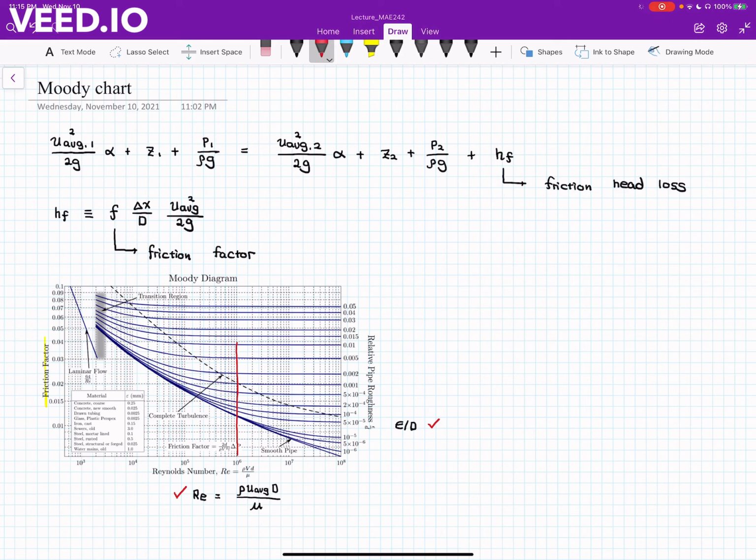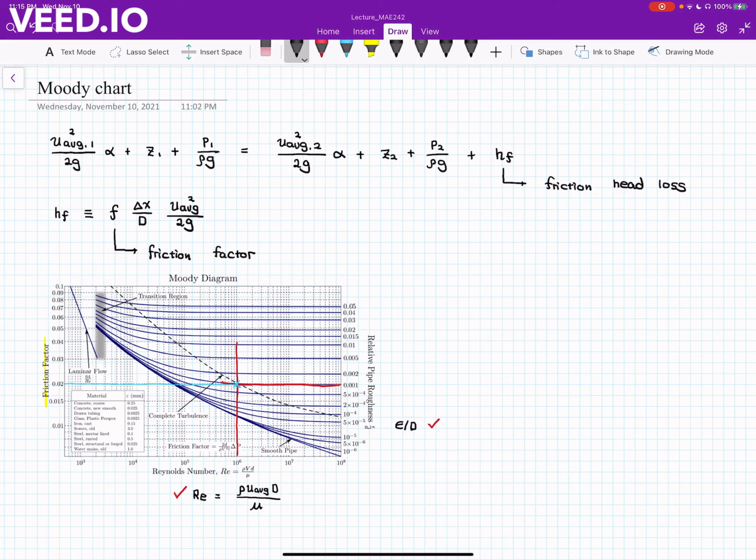And the next thing you want to do is that if the epsilon over D value is 0.001, then we can find the 0.001 here, and you stay on this curve until it intersects with the Reynolds number that you calculated. And then you simply read the value of the friction factor corresponding to this intersection, and that turns out to be 0.02.